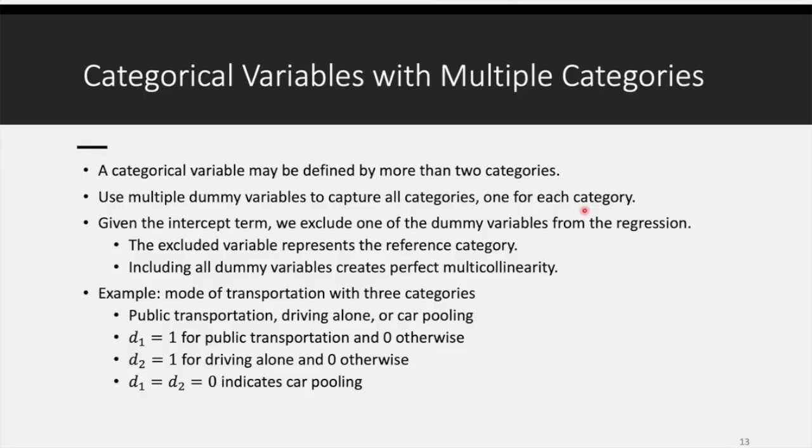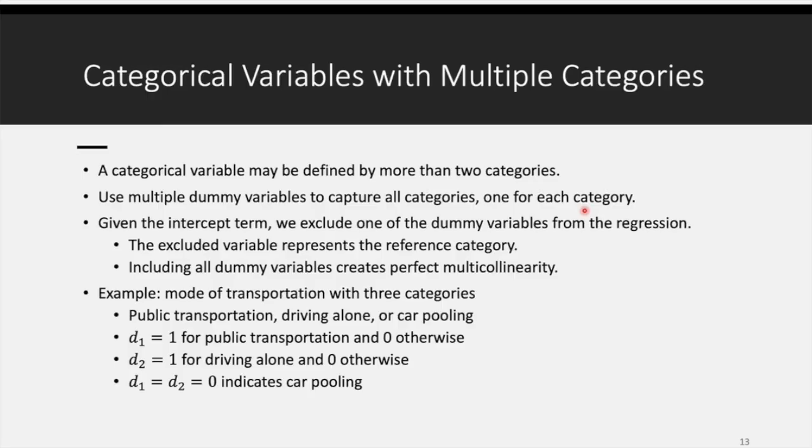We define two dummy variables because we have three categories, D1 and D2. D1 equals 1 for public transportation, 0 otherwise. D2 is going to equal 1 for driving alone, 0 otherwise. For the three category case, we need to define only two dummy variables, as I said. So carpooling is going to be the reference category. When D1 equals D2 equals 0, we have carpooling. Given the intercept term, we exclude one of the dummy variables from the regression, where the excluded variable represents the reference category against which the others are assessed. And we're going to see this.